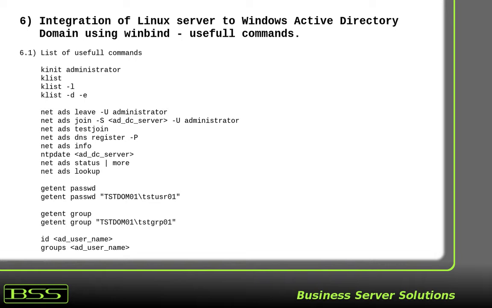Then you have the netads info command. This command gives you some basic information about your domain and domain controller. Then you have the ntpdate command. With ntpdate and the IP address or host name of your domain controller, you can verify what is the time offset between your Linux server and the Active Directory domain controller server.